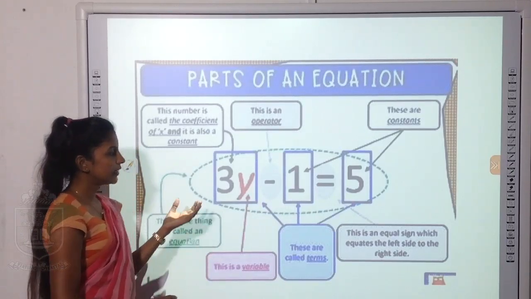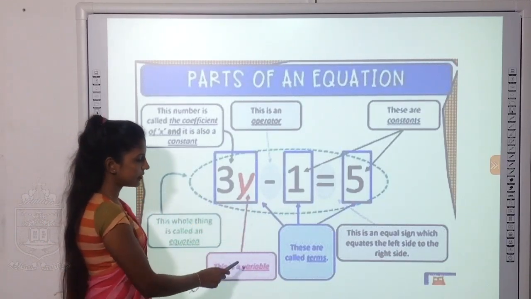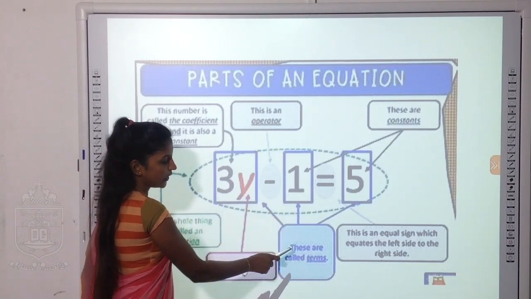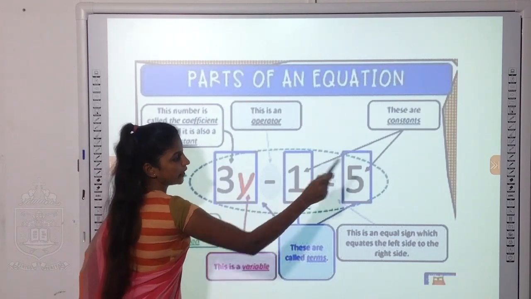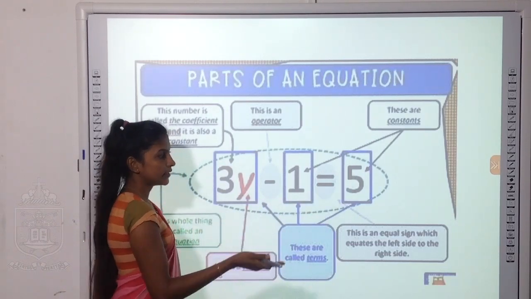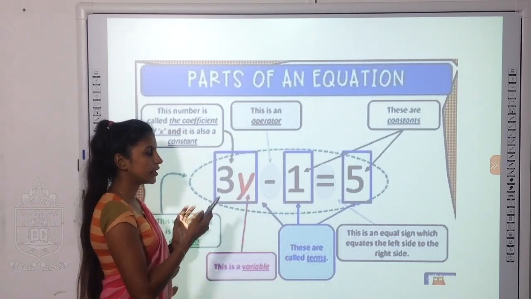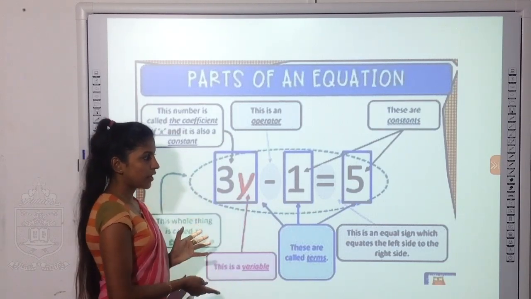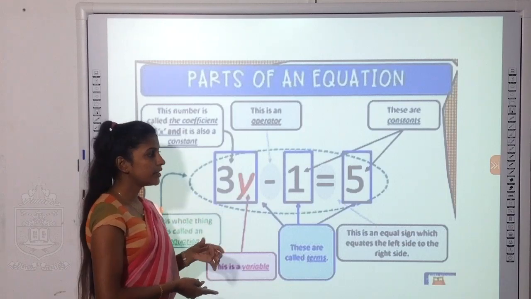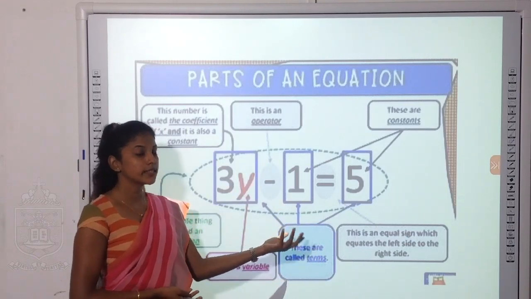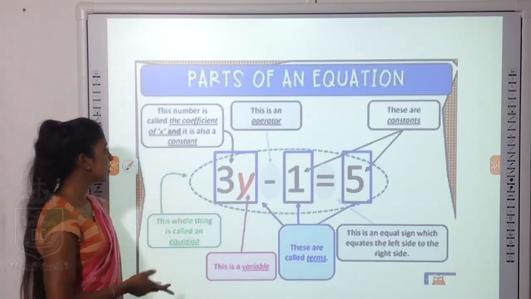And here there are also two terms. 3y is the first term, minus 1 is the second term, and 5 can be taken as the term that is next to the equal mark. So you all can see in an equation you have numbers and expressions in the left hand side and also numerical numbers in the right hand side of the equal mark.